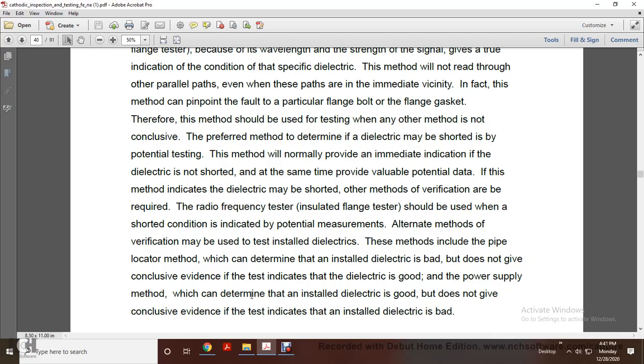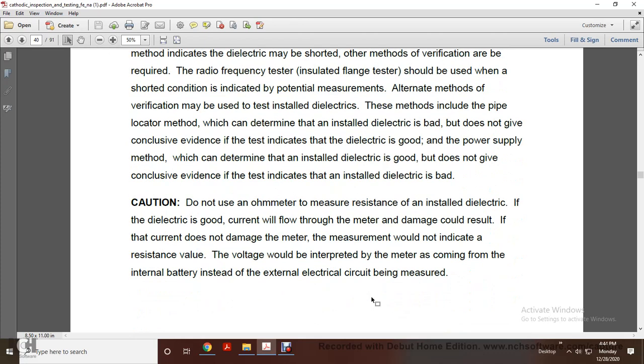The power supply method can determine that the insulation of the dielectric is good, but does not give conclusive evidence. It does indicate when the insulation of the dielectric is bad. Caution: do not use ohmmeters for measuring resistance if the dielectric is installed. If the dielectric is good, current will flow through the meter, and damage could result. If the current does not damage the meter, the measurement would indicate the resistance value.